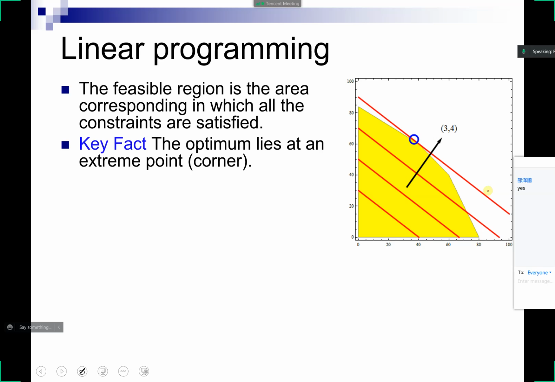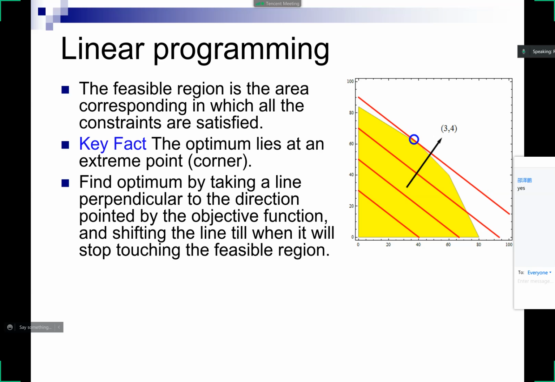And so the optimum value is going to lie exactly at this blue point, and we're going to call this an extreme point. So where does this blue point come from? You notice that this blue point is formed by the intersection of some of these constraints. Let me switch to a different color. This blue point comes from the intersection of two of these constraints.